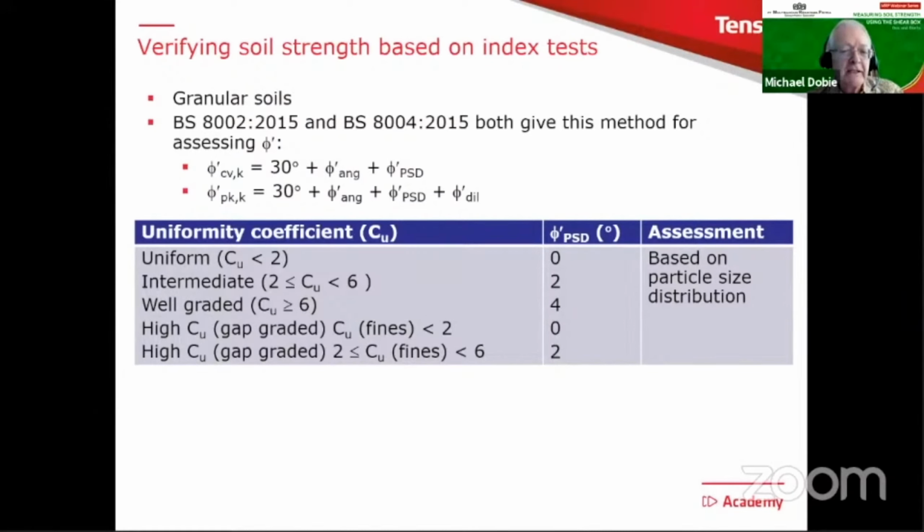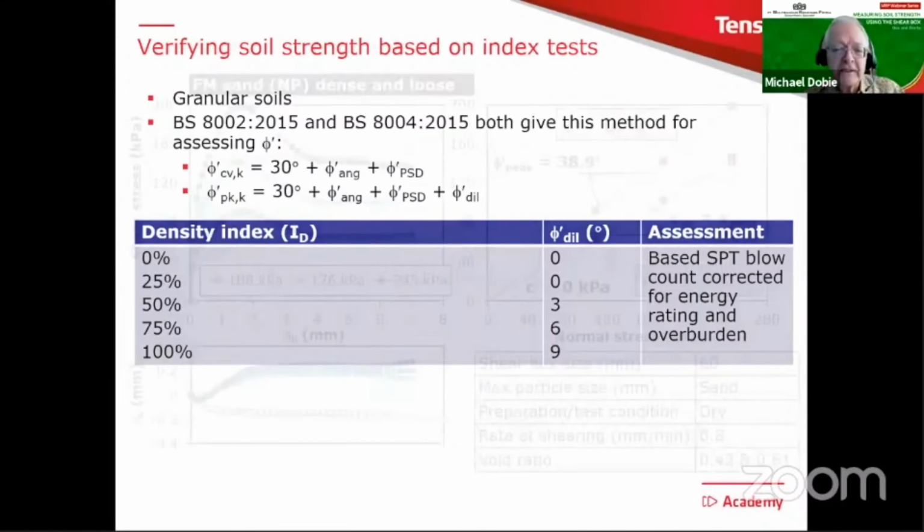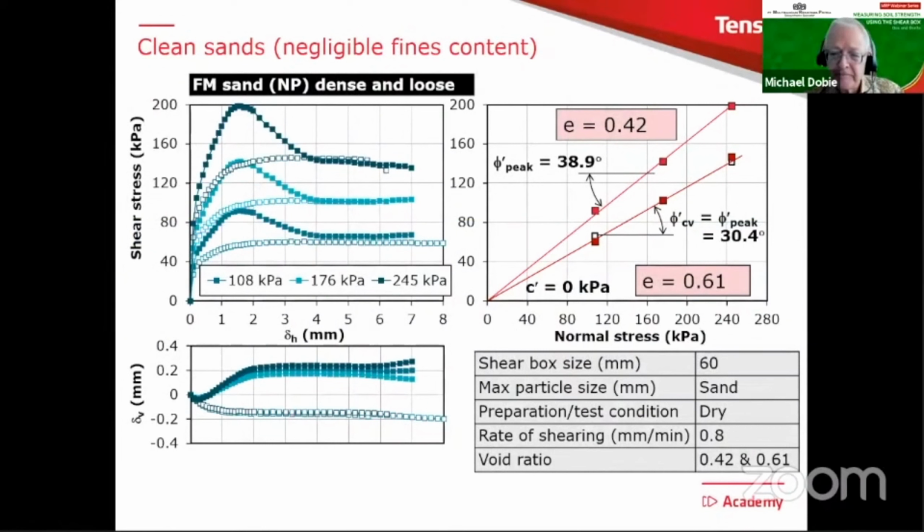What about dilation? Well, this one, in this particular recommendation, is really looking at in situ soils, and it's basing dilation on what's called the density index, which can be related to the SPT result, for example. In terms of compacted soils, you'd have to try and make this assessment in a different way. But just to show you what it looks like, let's go back to this test result. Dilation is the difference between phi peak and phi CV, and you can see over on the top right diagram, it's just over 8 degrees.